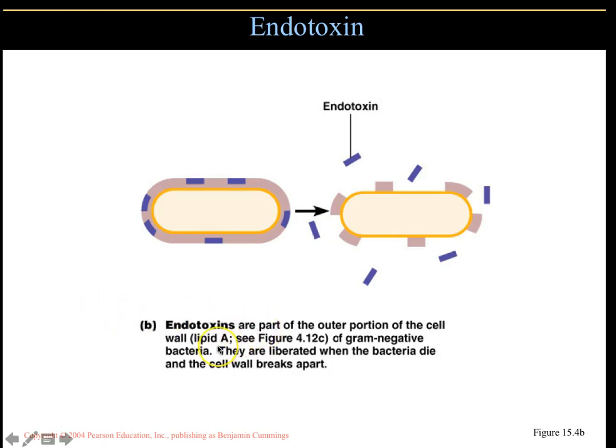Endotoxins are about gram-negative bacteria, and the endotoxin is usually the outer lipid or the lipopolysaccharide, the LPS layer. All I really want you to know is endotoxins, an example is lipid A of these gram-negative bacteria. And it's liberated when the bacteria die and the cell wall breaks apart. So the lipid is actually part of the gram-negative cell wall. So you kill the gram-negative bacteria, it releases that LPS lipid A, and then that starts you down the merry road of toxicity.